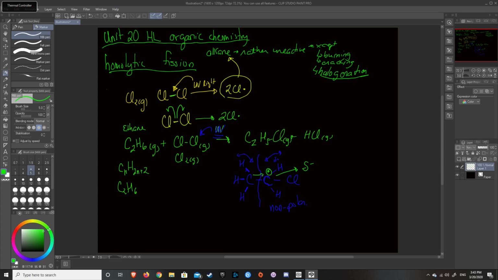This one's going to start donating some of its electrons over here to counterbalance that positive charge. And we call this the inductive effect. It's basically however many carbons are bonded to the carbon that's attached to the halogen, they can donate a little bit of their electron density in order to reduce this positive charge. But we've only got one here, right?